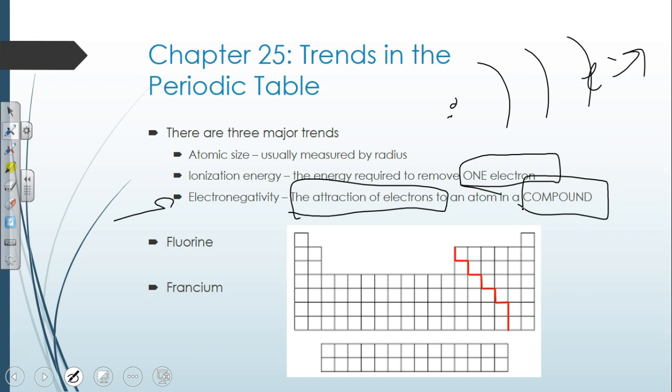Okay, so the thing to keep in mind about trends and patterns, however complex this seems, it's not really that difficult. But the thing to keep in mind is that we're going to use fluorine, which is this element right here, and we're going to use francium, which is this element right here, to be kind of our pinpoints for which way and how things move on the periodic table. Okay, and so how trends are kind of patterned.